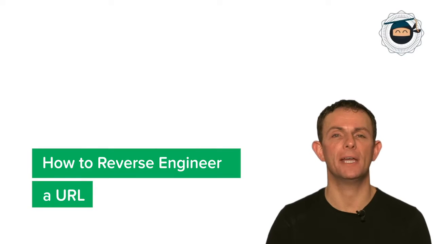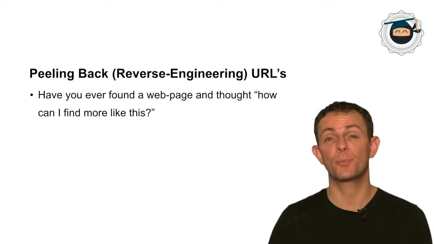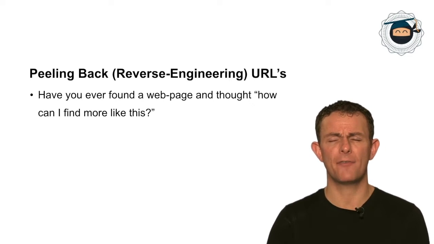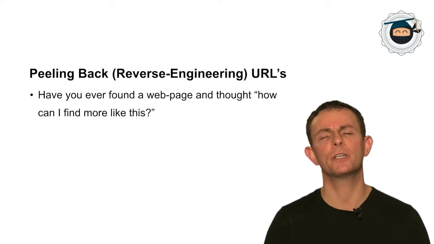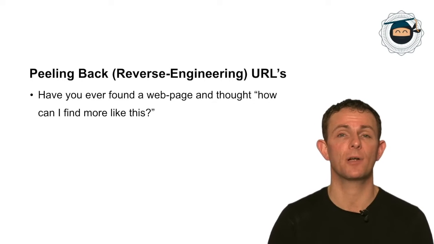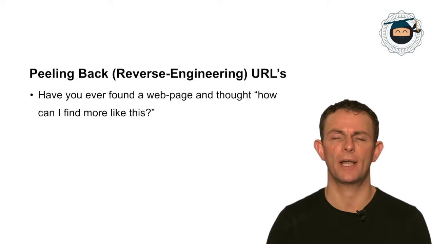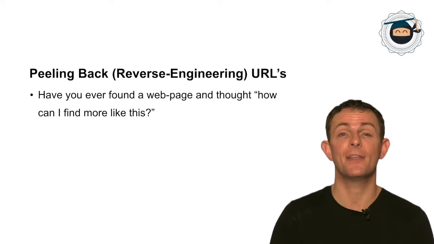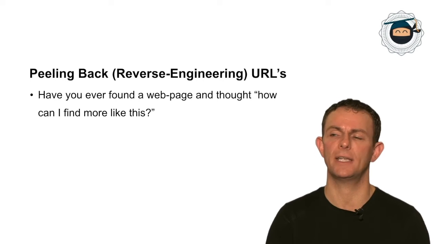Have you ever found a web page and thought, I'd love to find more just like this? Perhaps it's someone's profile or a staff directory, and you're thinking, if I found one page, maybe there's lots more pages like this. Well, we're going to figure out how you can do that in a process we call peeling back or reverse engineering the URLs. Your core knowledge of how URLs are structured and your advanced syntax search on Google are going to enable you to do this quite easily.